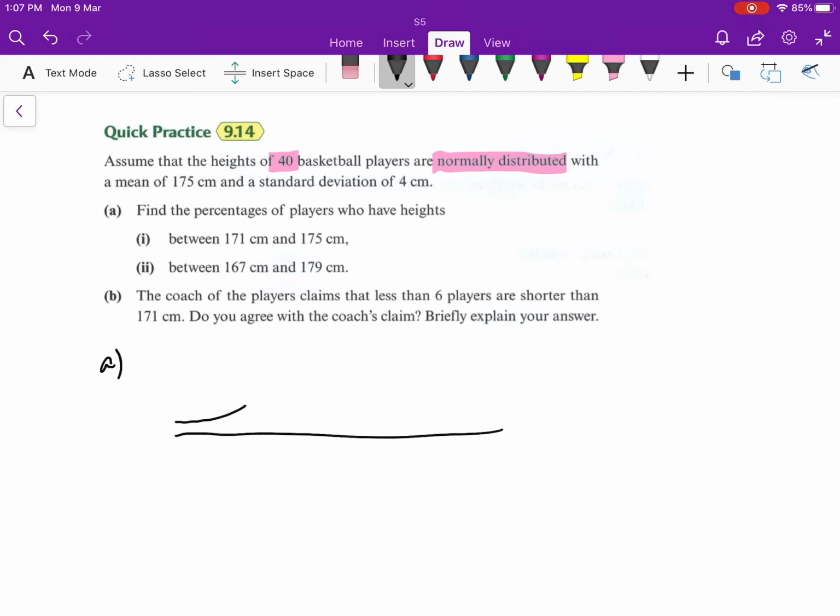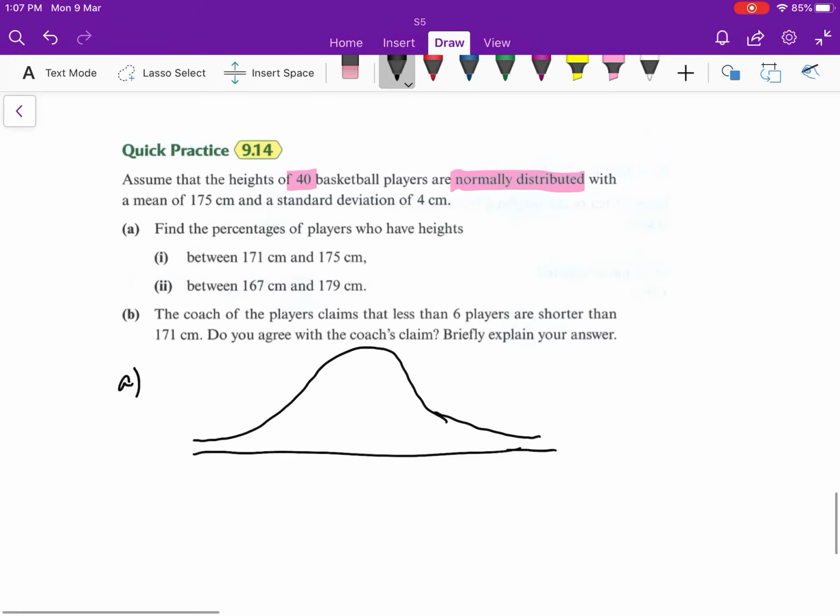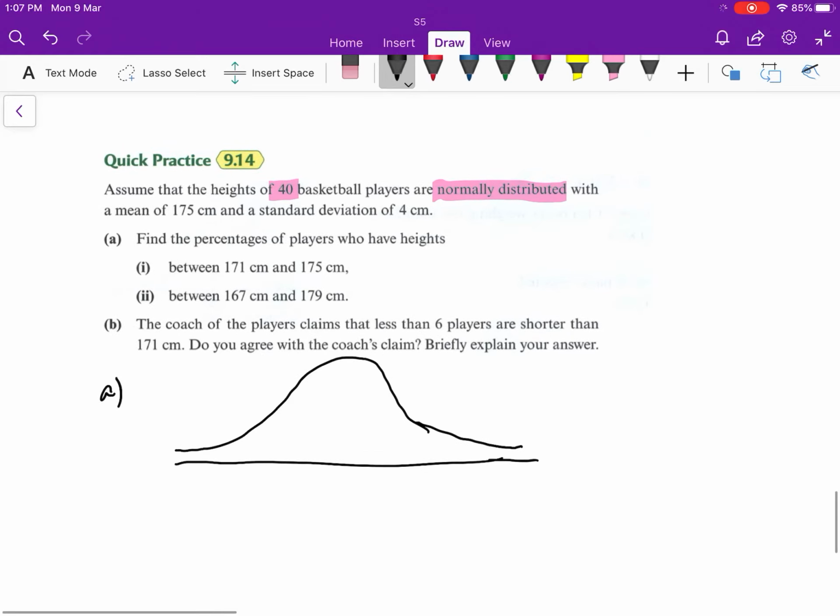So what you need to do is, first part, you need to draw the normal distribution, okay. I know that the graph may not be very perfect, but try to draw the bell shape, okay. So this is the bell shape. Now cut it in half, okay.